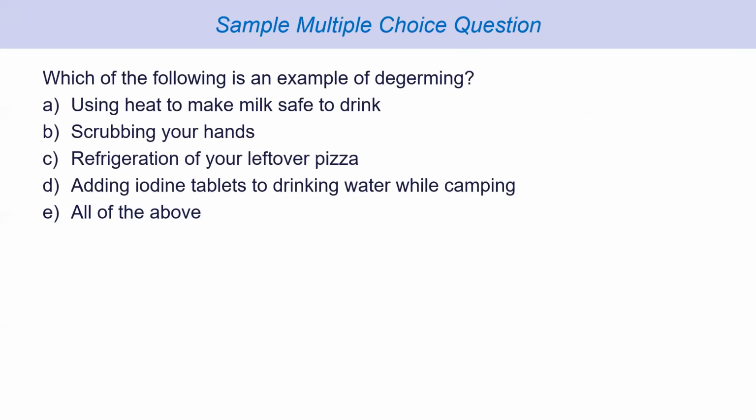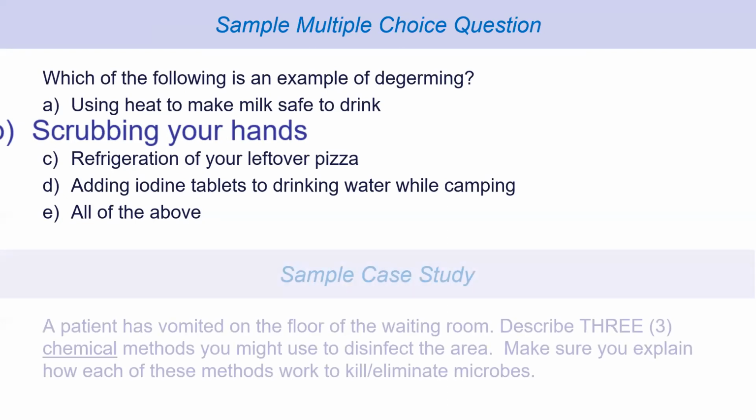Multiple choice, which of the following is an example of degerming? So you've got to know your definitions. What was degerming again? It means kind of just physically removing the germs. And so B is the correct answer. And that's kind of the main thing when we're dealing with degerming, is we're scrubbing something away, whether it's scrubbing a patch of skin before getting an injection, or washing hands. Those are kind of the biggest examples of degerming.